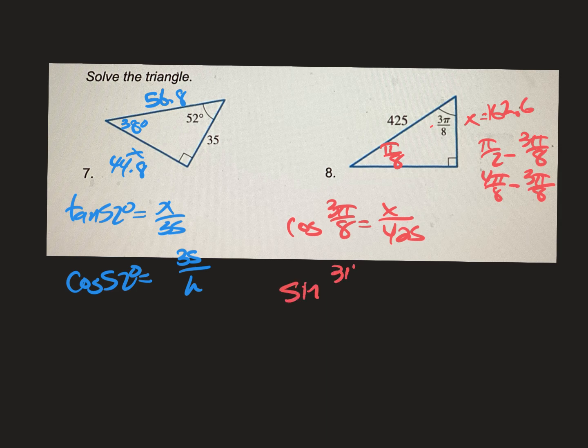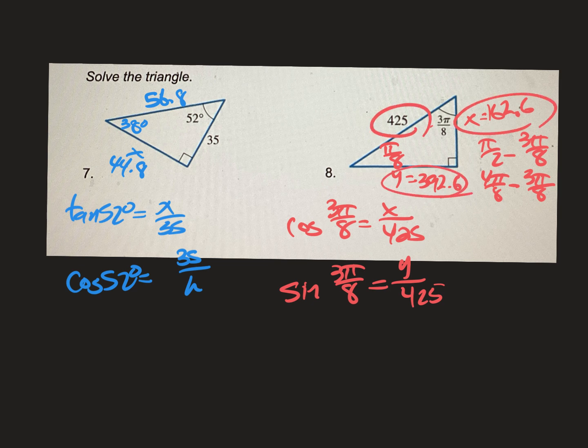Then I'm going to do the sine to get the opposite side. So I'm going to go sine of 3 pi over 8, and I'm going to put the y down there maybe. So opposite over hypotenuse. Punching in 425 times sine of 3 pi over 8. I'm getting 392.6. Okay, so those answers do make sense because hypotenuse is the biggest side. You can't really check it, but you can make sure your answers do make sense.